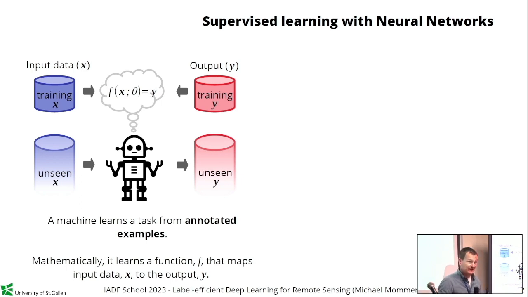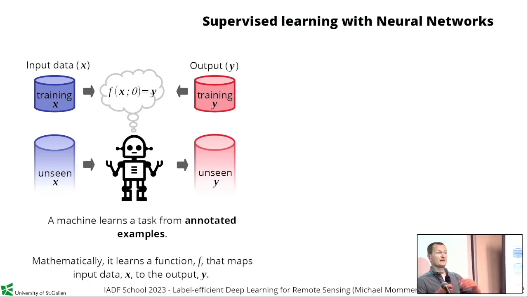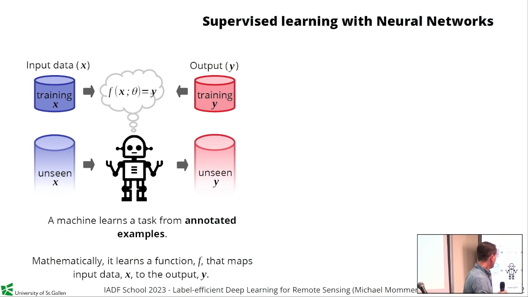And in the best case, if the machine does a good job, we can trust the machine in this. If the machine tells us there is a power plant, there is no power plant, we can trust the machine. That's what we want to achieve, okay? Right, so this is somewhat clear. This is supervised learning. You provide examples to the machine, and then the machine can do the task.